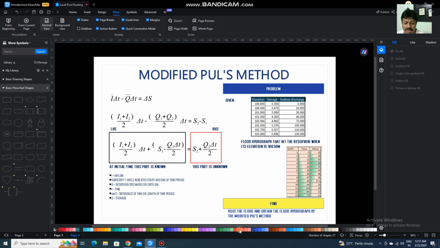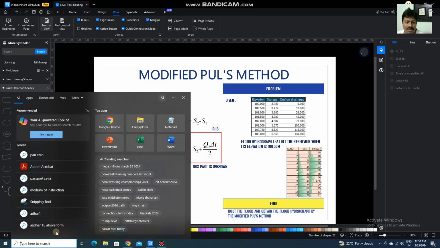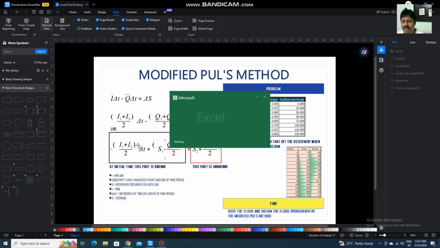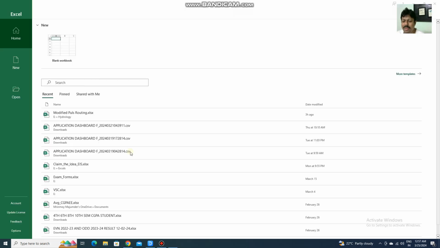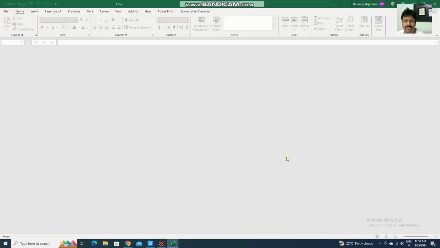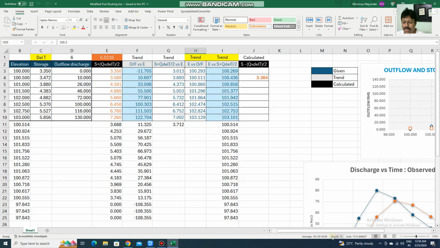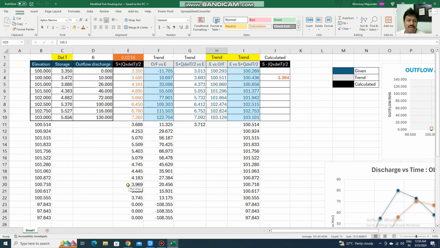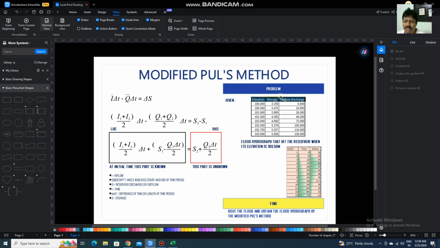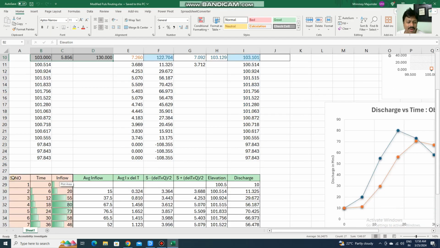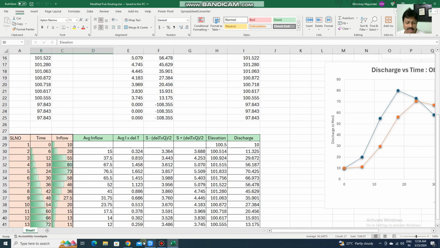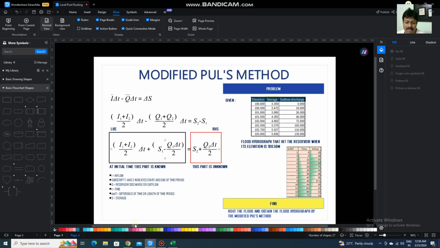So how to solve it? For that I will open the Excel spreadsheet where I am solving this problem. I will share this spreadsheet with you also. Similarly, you see this is the data given, the same data you see, and the flood hydrograph is given here, the same thing, this one.